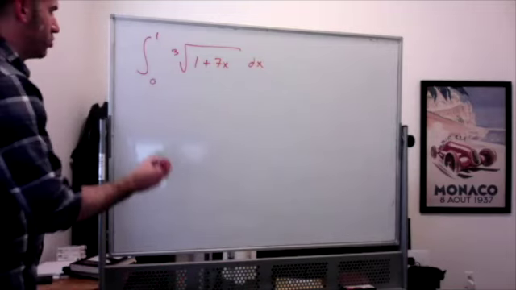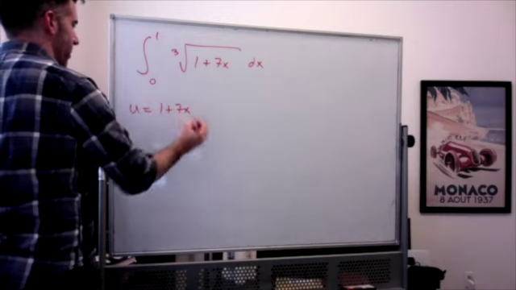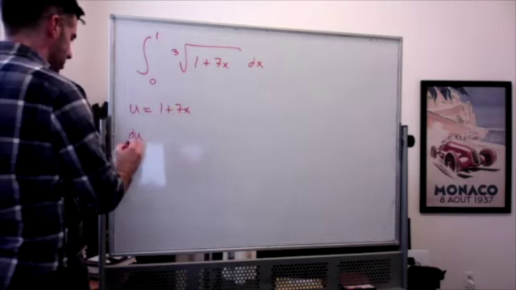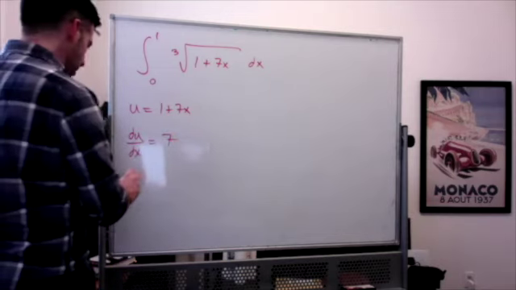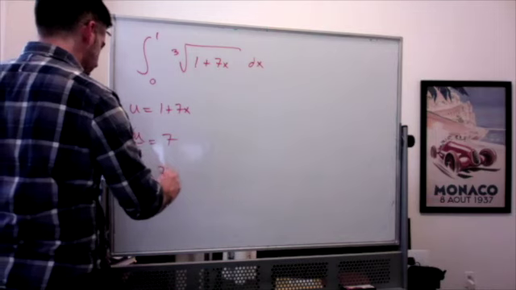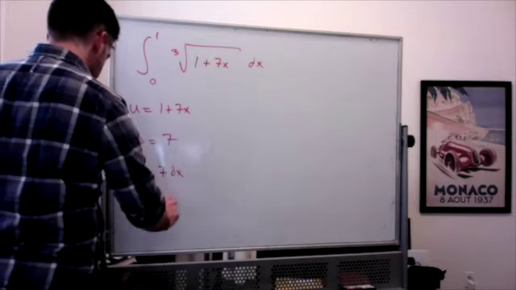So we're going to let u equal the stuff inside. Our du dx is just going to be 7. So then du is equal to 7 dx. 1/7 du is equal to dx.